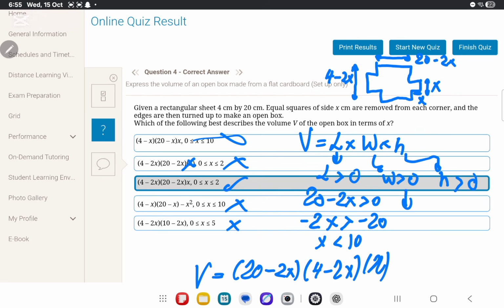Our width is 4 minus 2x, and that's greater than 0. Take 4 to the other side. Negative 2x is greater than negative 4. Divide by negative 2. When you're dividing by a negative number, you change the sign of the inequality. x is less than 2.